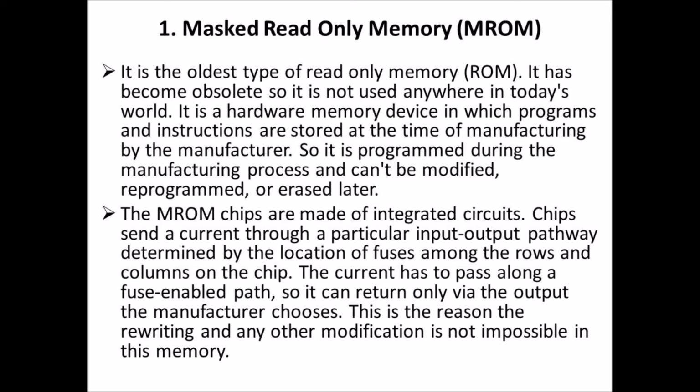The MROM chips are made of integrated circuits. Chips send a current through a particular input-output pathway determined by the location of fuses among the rows and columns on the chip. The current has to pass along a fuse-enabled path, so it can return only via the output the manufacturer chooses. This is the reason rewriting and any other modification is not possible in this memory.